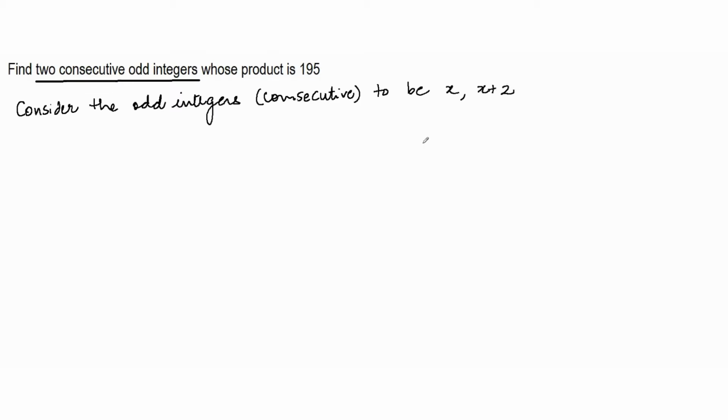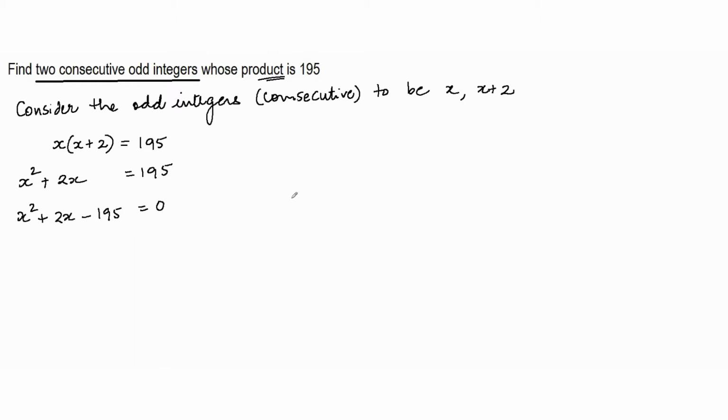Of course, you could also consider it as x and x minus 2, because you could consider the larger odd integer as x and the smaller one as x minus 2. But here I have considered x and x plus 2, whose product is 195. So the product of these two integers has to be 195. So the equation that I can build is x multiplied by x plus 2 should be equal to 195. Opening up the brackets, x into x becomes x square, x into 2 becomes 2x, is equal to 195, and therefore x square plus 2x minus 195 is equal to 0.